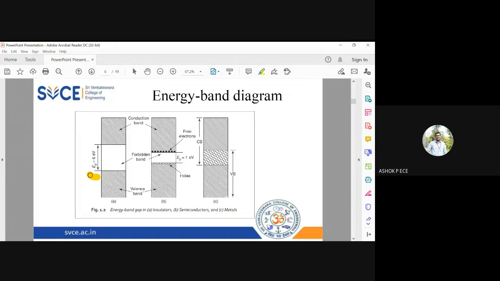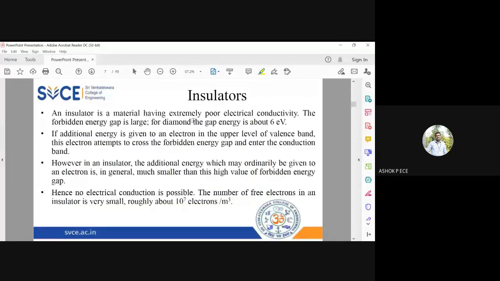For insulators, we have seen this energy gap is very high. For semiconductors, it is approximately 1 electron volt. And for conductors, both the bands are overlapping, so I can say the energy band gap is 0 electron volt. And we have seen in insulators, however much energy you give, you cannot push the electrons to move from valence band to conduction band. So the conductivity is theoretically zero, or I can say it has extremely poor conductivity. And the free electrons it has are very, very few, 10 power 7 electrons per meter cube.